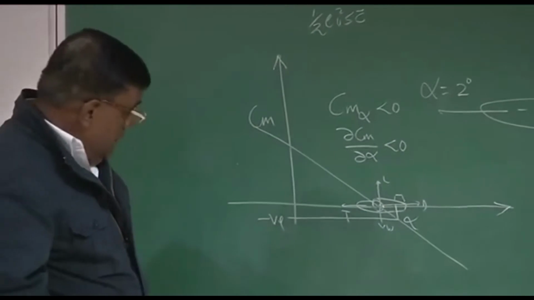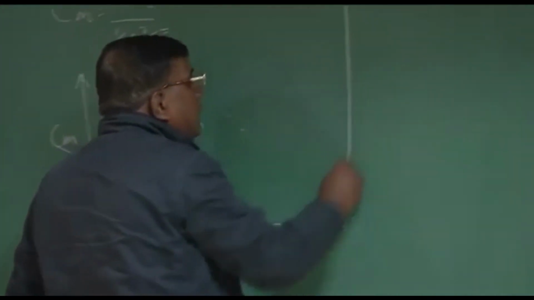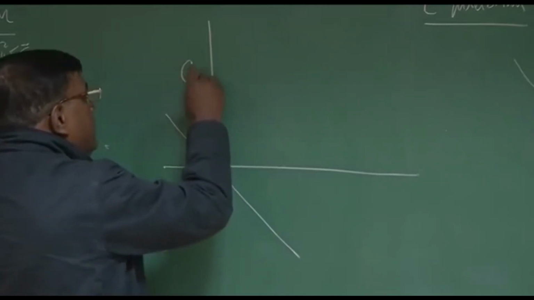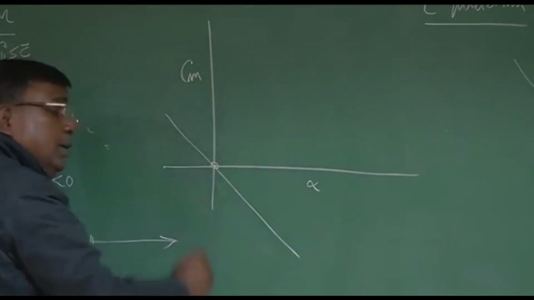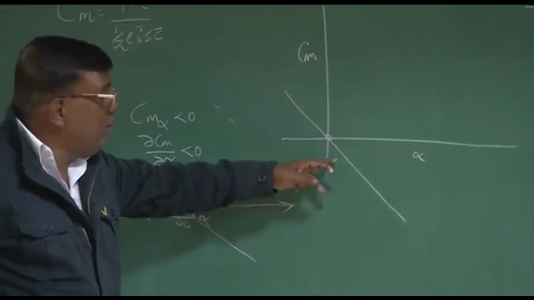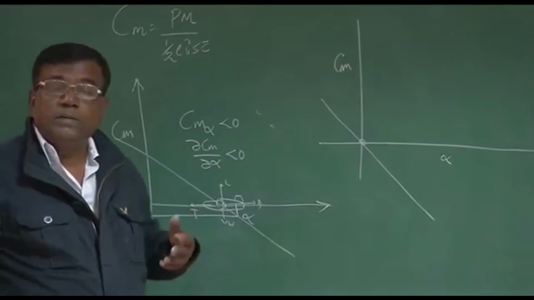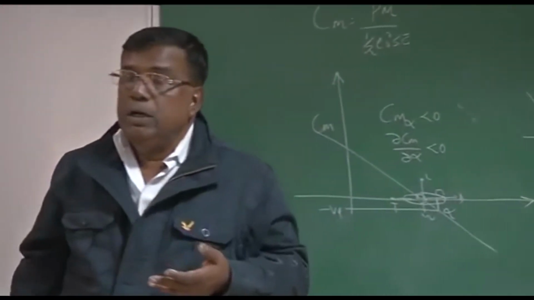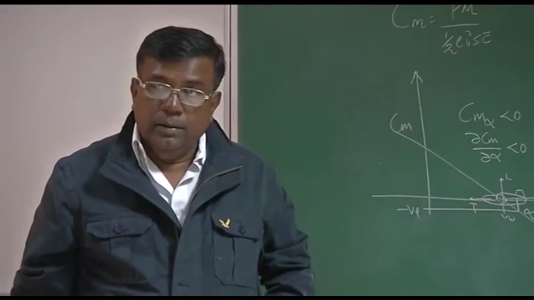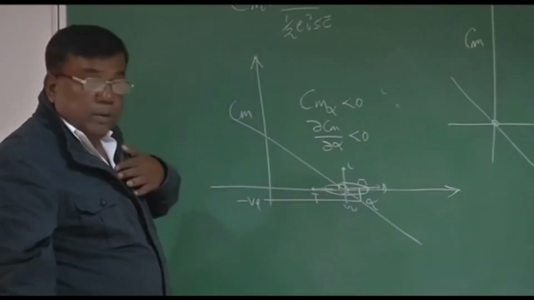Correct? Now we also checked this issue that not only the slope, but there is another important point. Suppose I draw it like this, and this is Cm and this is alpha. This is the trim point, Cm is 0. Here also the slope is negative. So which one will you prefer, this one or this one? Why the first one? Yes? Have a value for Cm even when alpha is equal to 0. Yes. Very good. I would express it like this.